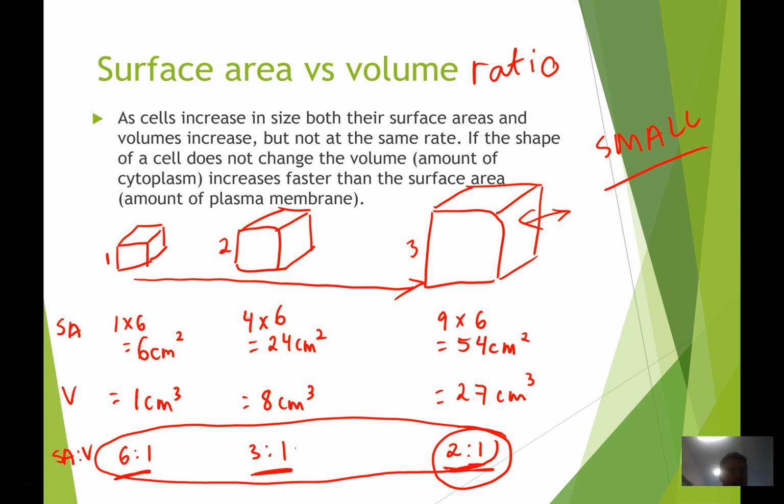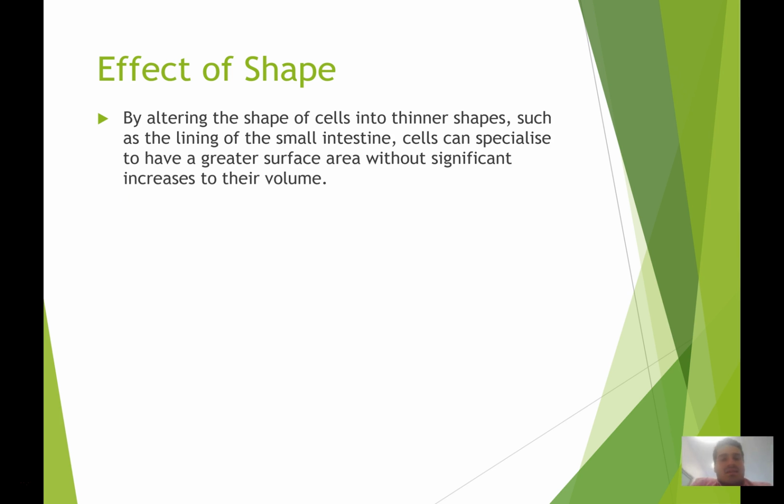But there's also a few cells that get around this in some ways. The first way that cells get around this is through altering their shape. They actually come in thinner shapes, such as the lining of the small intestines, and that means that these cells can specialize to have a greater surface area without significant increases to their volume. What I want you to remember is that we don't want to increase volume because that makes it harder for a cell to do its job.